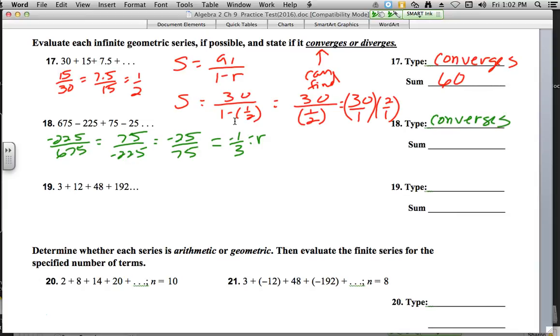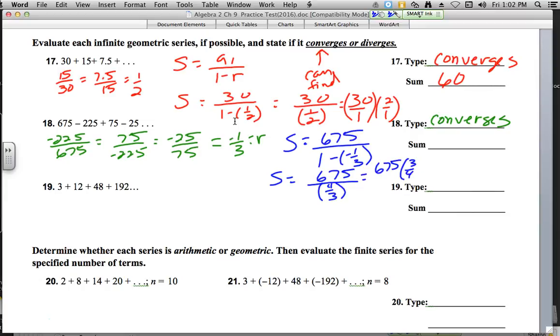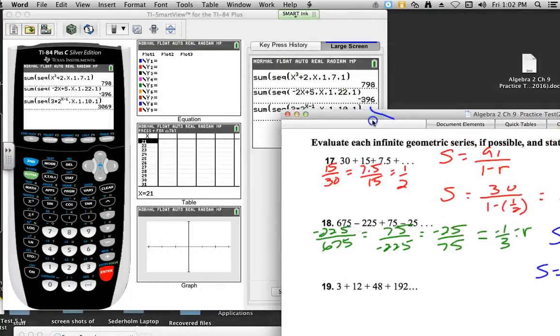And so what we need to do is go ahead and put it into the formula. So we have a sub 1, let me switch colors here so this stands out a little bit more. 675 over 1 minus a negative 1/3. Well, that's going to be 675 divided by 1 minus a negative 1/3, which is 1 plus 1/3. And since 1 is 3/3, that will give us 4/3. And actually, you wouldn't have to do any of the rest of this by hand, because you certainly could just punch it into your calculator. But we're going to need either 675 divided by 4/3 or 675 times 3/4.